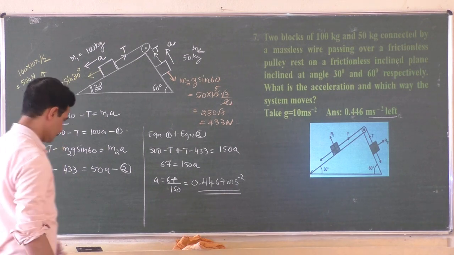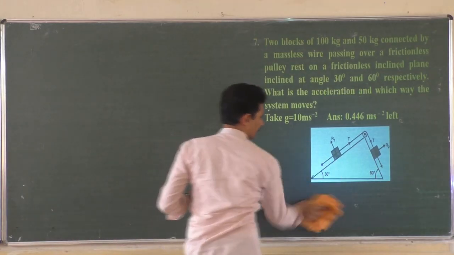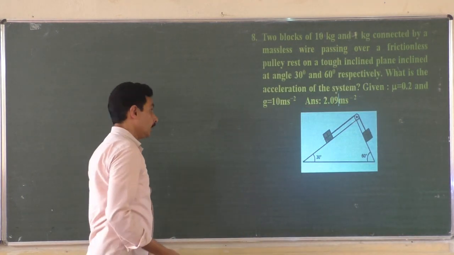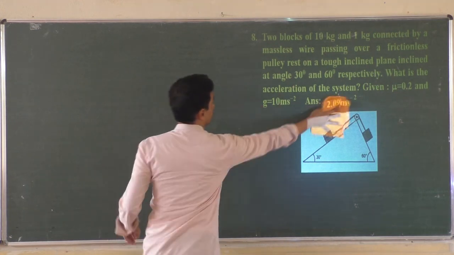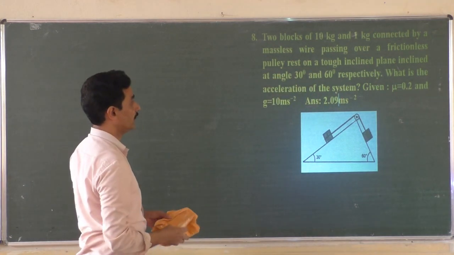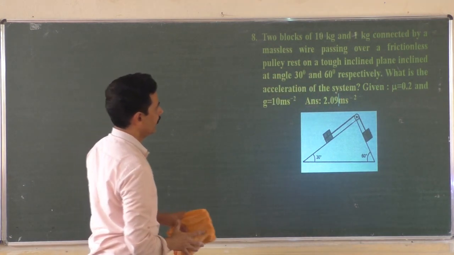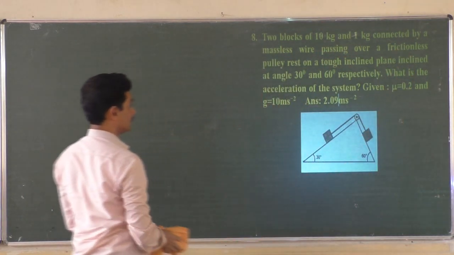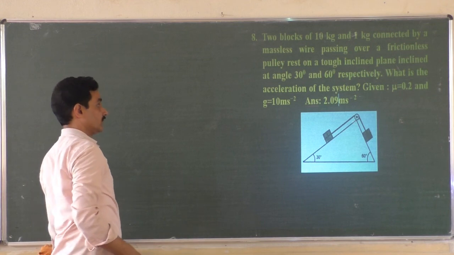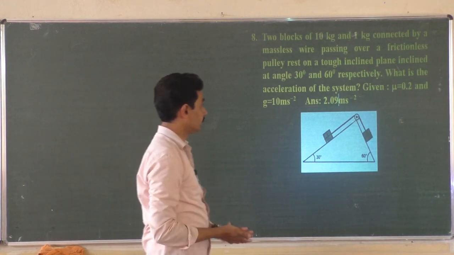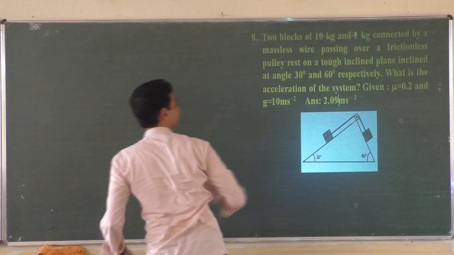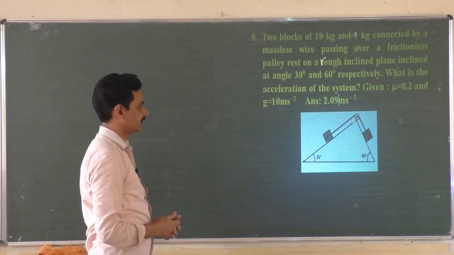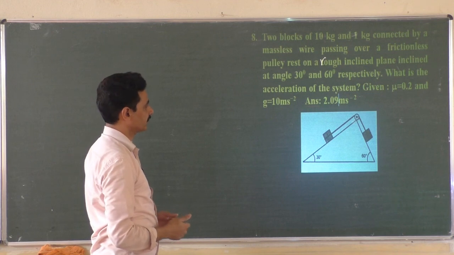Okay, that is over. So let us move on to the next problem, that is the 8th one. Two blocks of mass 10 kg and 1 kg are connected by a massless wire passing over a frictionless pulley, resting on a rough inclined plane, inclined at an angle of 30 degrees and 60 degrees respectively. What is the acceleration of the system?